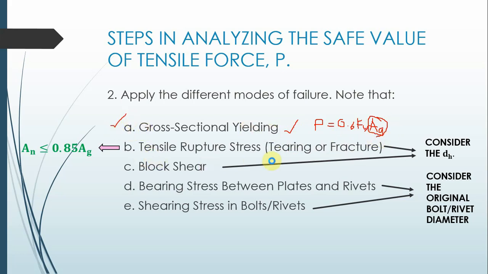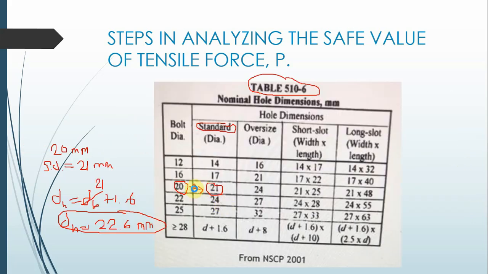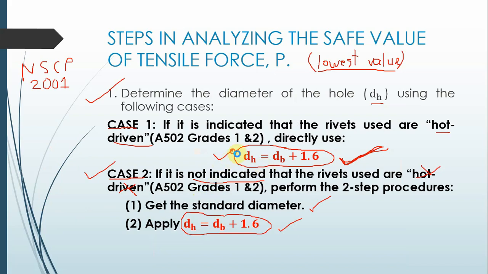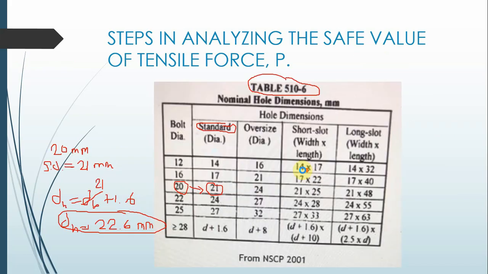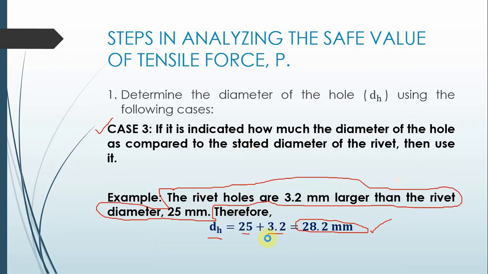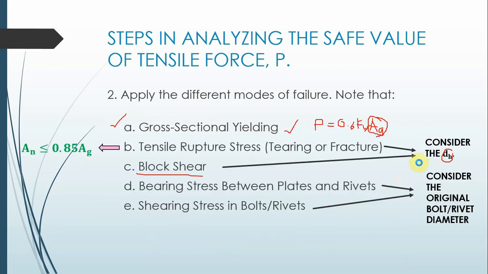Letter B, tensile rupture stress. This is your tearing or fracture along your bolt connection or rivet connection. So, we need to consider D sub H, same as in block shear. Consider the diameter of the hole. These values will be used, which is why we need to find them first, because they will be used for tensile rupture stress or block shear.